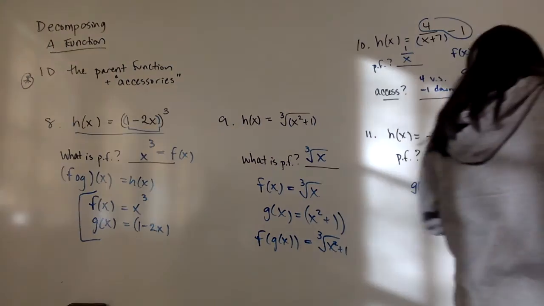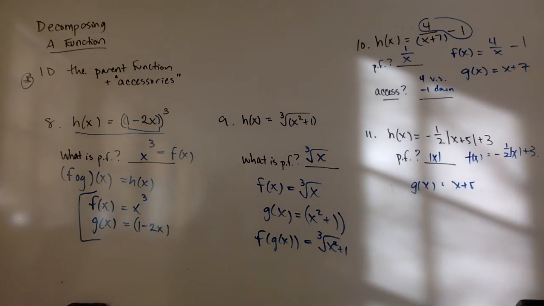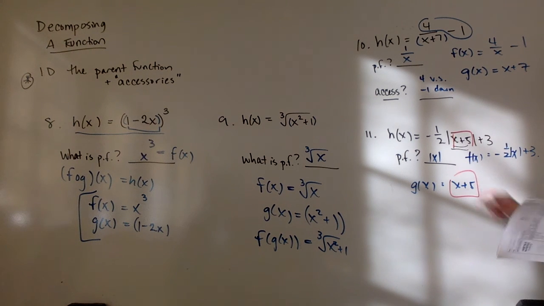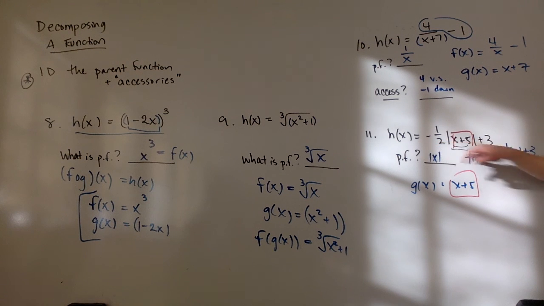Nice, thank you. Perfect. So Kristen recognized the parent function was an absolute value of x, so that's where I would plug in my g of x function here. What's inside there is x plus 5, so that's going to become my g of x, and then I plug that in, so that has to be represented with an x here, and then I'm left over with a negative 1/2 and a plus 3.